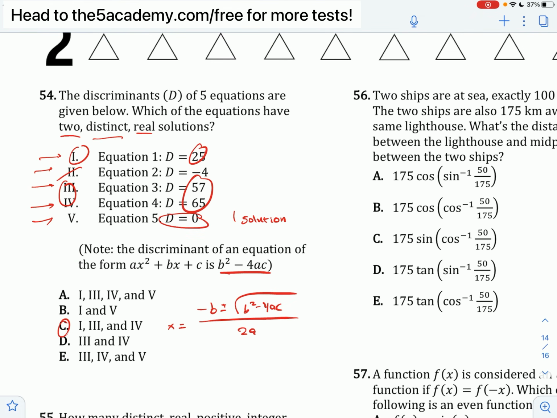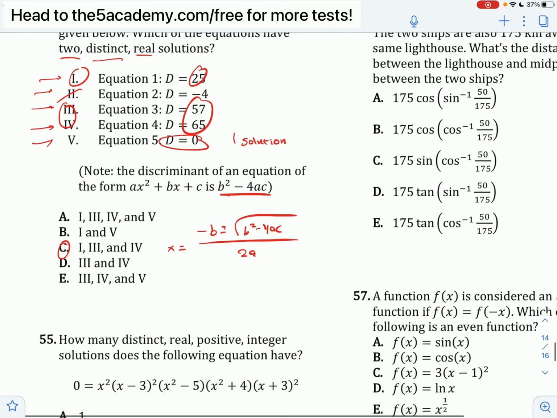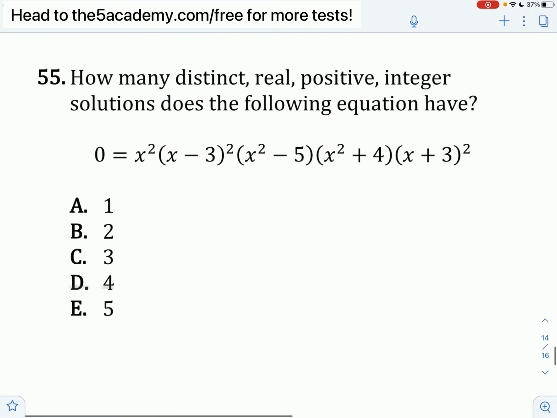54 is C. How many distinct real positive integer solutions does the following equation have? So again, distinct real positive integers. Okay, so let's just first find all the solutions, and then we can narrow it down after.